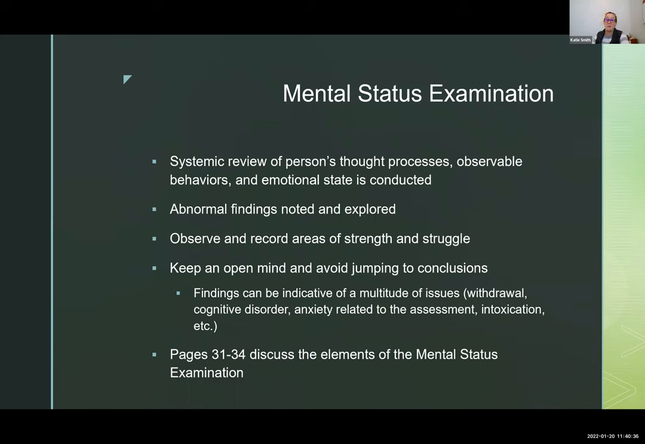If there are big dramatic shifts or really challenging things that they're dealing with that are constant, those are the things that we really are looking for. So we are looking for abnormal findings. We want to note and explore those, observe and record areas of strength and struggle. We want to keep an open mind and avoid jumping to conclusions. For example, findings can be indicative of a multitude of issues. Maybe this person looks really disheveled because they're experiencing withdrawal symptoms. That would do it.